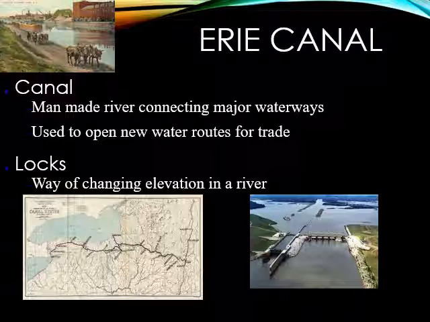They connect two major waterways. And so the whole idea is we're going to open up, by building our own river and digging our own river, we're going to open up these new routes for us to trade on. And the Erie Canal itself connected the Great Lakes to the Atlantic coast through New York City. So it was an extremely important canal to be built so that we could trade through one of our major trading cities in New York.